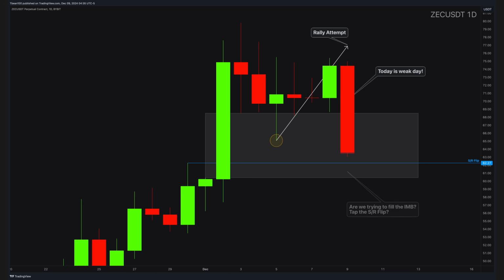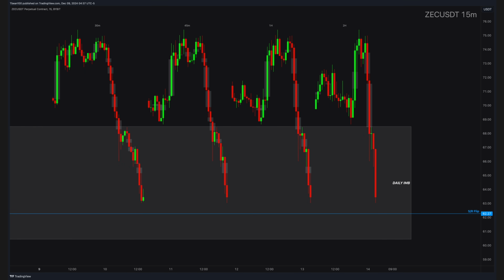So the question is this: does this coin try to fill this daily imbalance and top this SR flip area or not? This gives me the bias idea for this coin. When you open the momentum charts, I'll teach you an easy trick. Just observe the previous imbalances. That will tell the story.